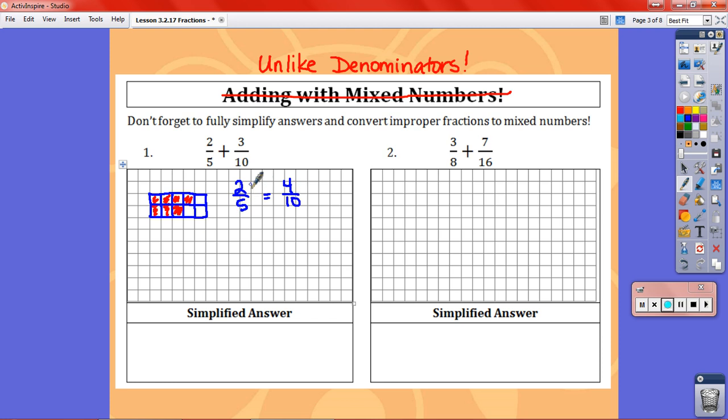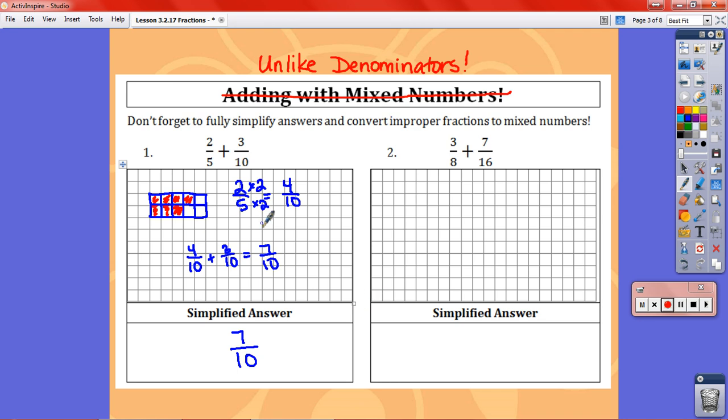So I get that by multiplying by 2, because I split each piece into 2 to make 4/10. So 4/10 plus 3/10 is equal to 7/10. 1, 2, 3, 4, 5, 6, 7. So my answer, I can't simplify that, is 7/10.